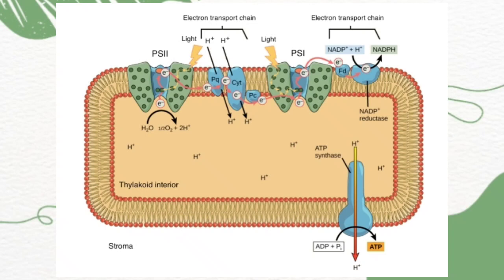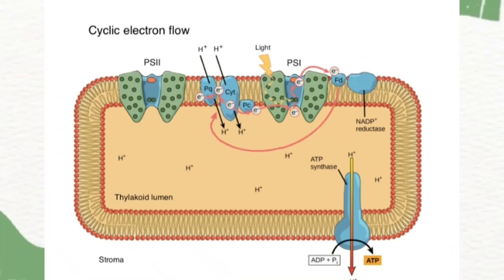In this series of reactions, the electron is first passed to a protein called ferredoxin, then transferred to an enzyme called NADP+ reductase, to make NADPH. NADPH will travel to the Calvin cycle where its electrons are used to build sugars from carbon dioxide.